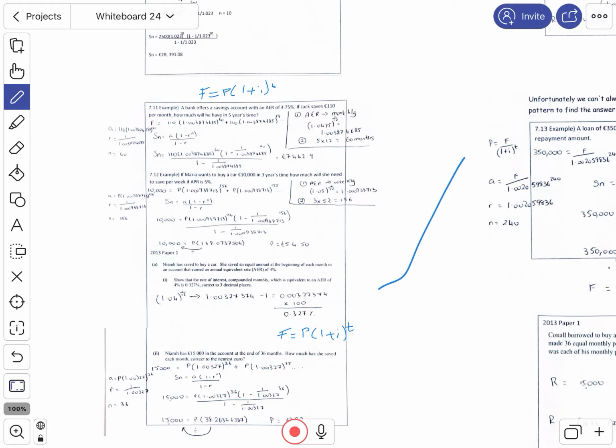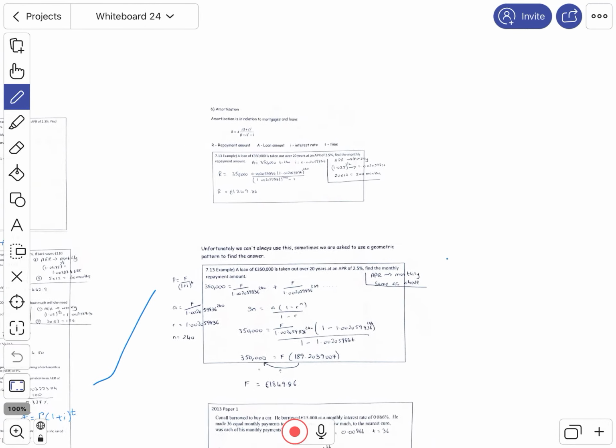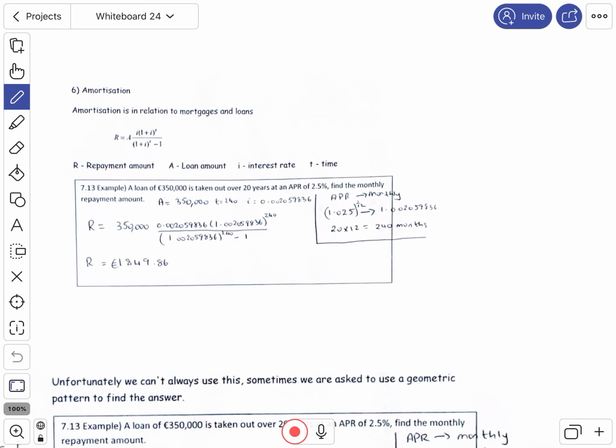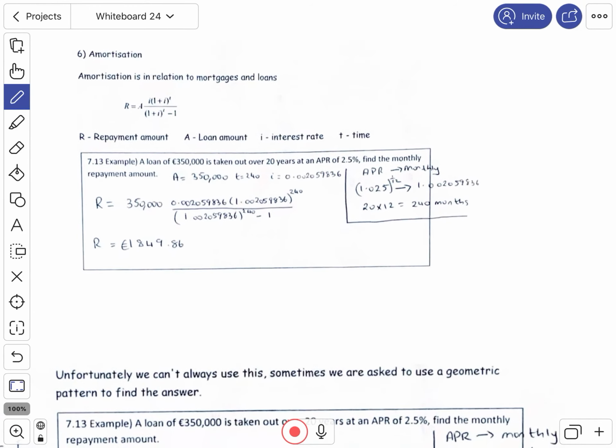Okay, so moving on then from that, we're going to take a look now at amortization. Amortization is just a fancy word for a loan. It allows you to find the repayments for a loan. So for this first question here, amortization is used for mortgages and loans.